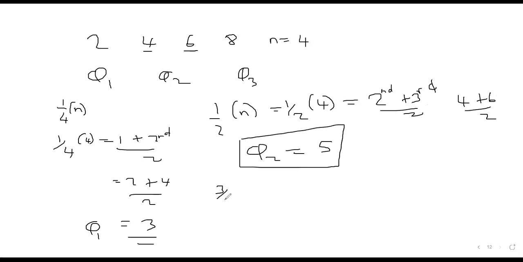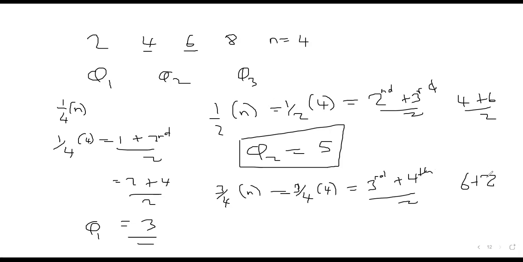Then again, we go to the third quarter. 3 quarters of what? N. So 3 quarters of 4. What do we get? We get 3. So this means that the third number and the fourth number divided by 2. So third number is 6 plus 8 divided by 2. So 14 divided by 2, what do we get? 7. So 7 is our upper quarter.